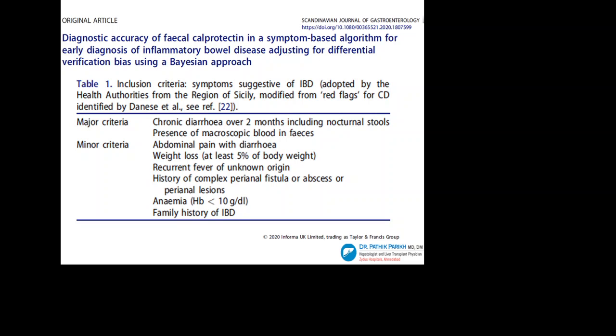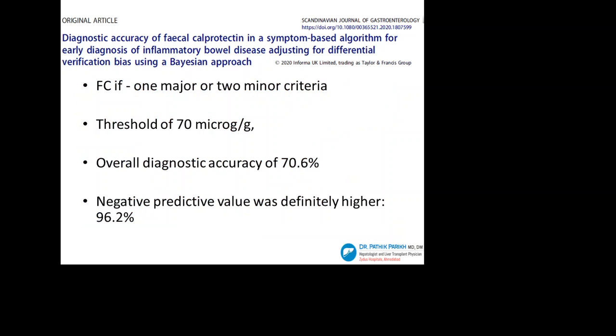which may be diarrhea persistent over 2 months with nocturnal frequency, or presence of blood, or a complaint of blood in stools. Abdominal pain with diarrhea, that is painful diarrhea, weight loss, recurrent pyrexia, history of any perianal fistula or abscess or perianal lesions, anemia, or a family history of IBD are considered to be minor criteria. They should undergo a fecal calprotectin level, and the cutoff that they have selected is 70 microgram.